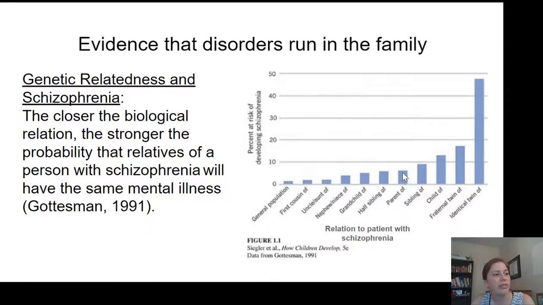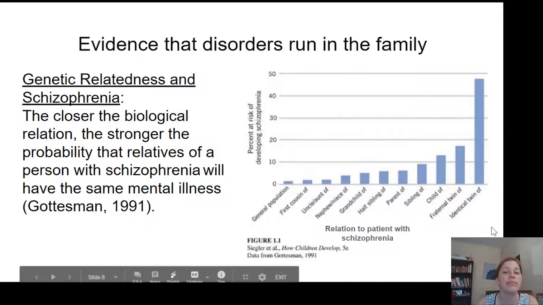And if I am the parent, then I've got about a 5% chance. And you can see this is compared to the general population, which is about a 1% chance. The closer you are genetically to somebody with schizophrenia, the higher the chances are that you're going to develop it as well. It's not a 100% chance. Even if I have the exact same genes, there's only a 50% chance.